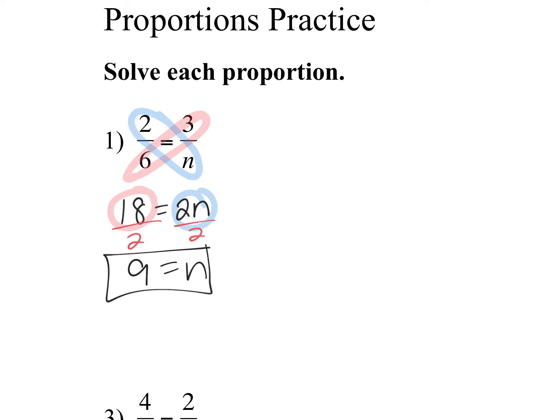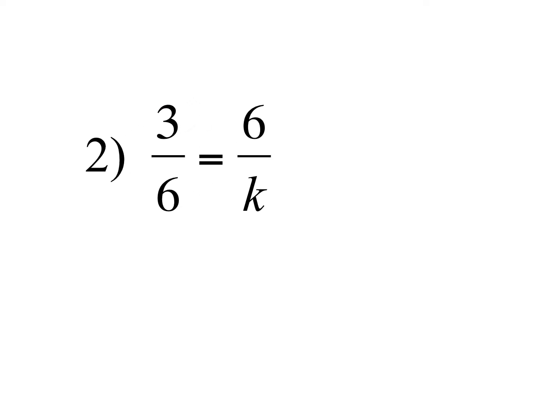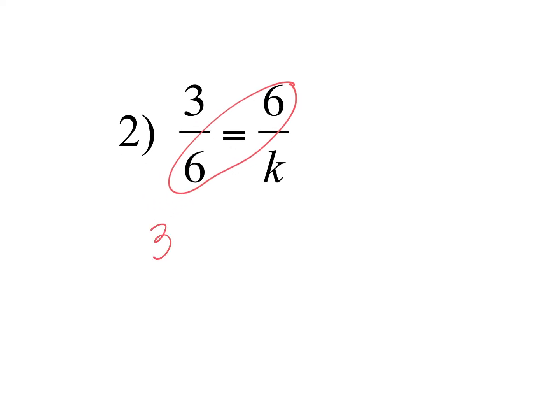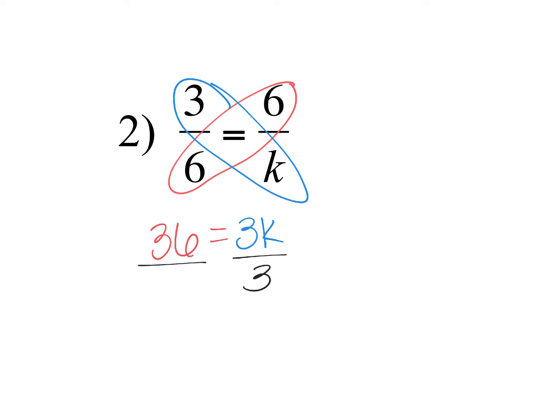All right, let's do another one. Again, we're going to cross multiply. 6 times 6 gives you 36, equals, and do the other one, 3 times k gives you 3k. Divide both sides by 3 to get the k by itself. So k equals 12. Perfect.